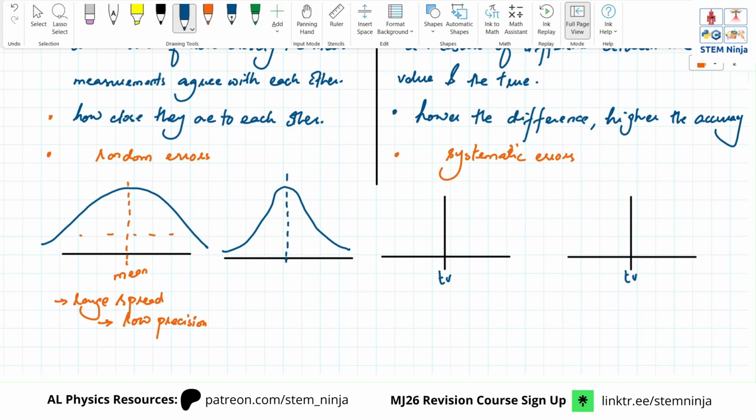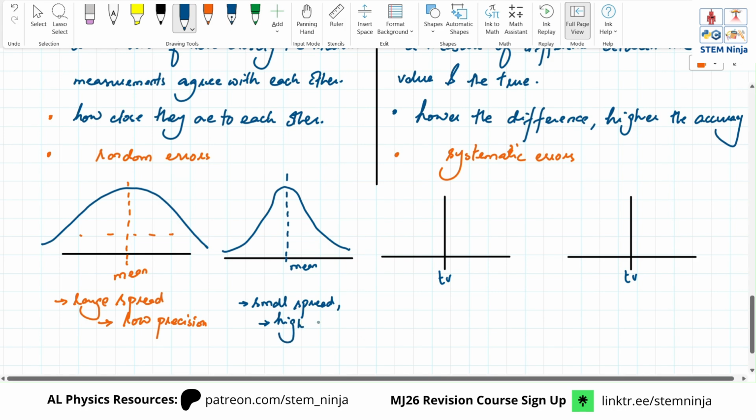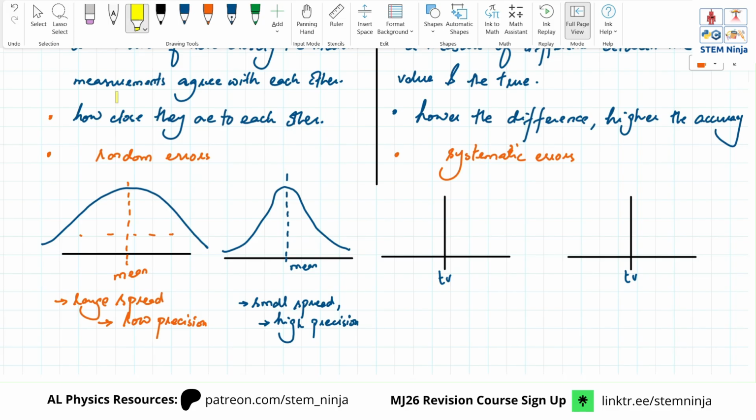Similarly, if we look at this over here, this is the mean value, or this. There's a small spread, small standard deviation or variance, you could say. It would be high precision. That means the values are close together. We said that over here.